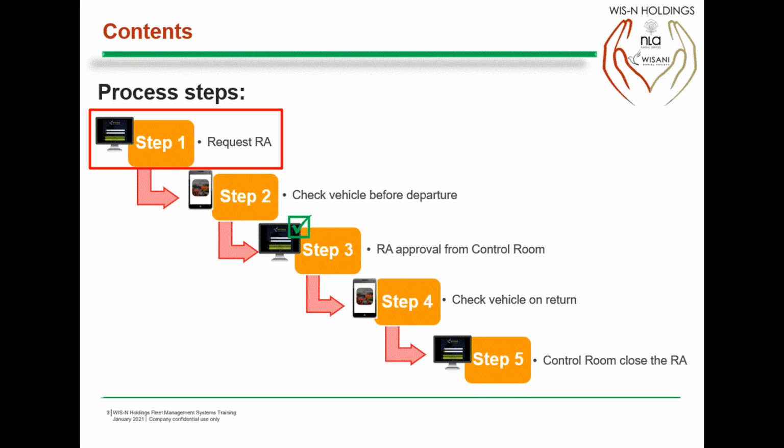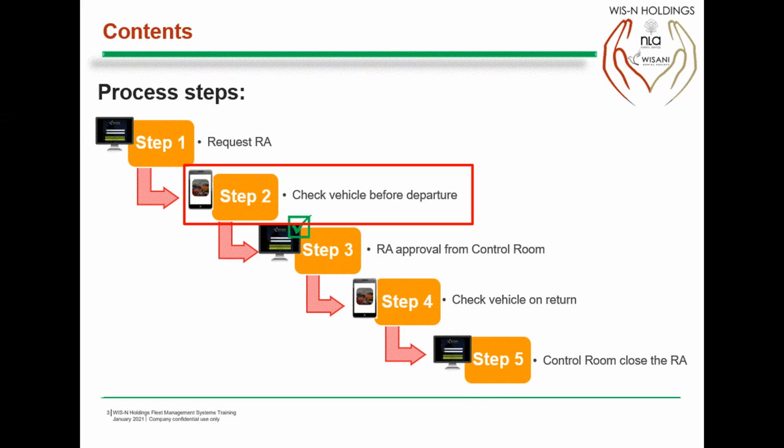First of all, step 1 says request the route authorization. So this is where you will go into the fleet management system and you will request that route authorization, and I will show you the steps in another video.